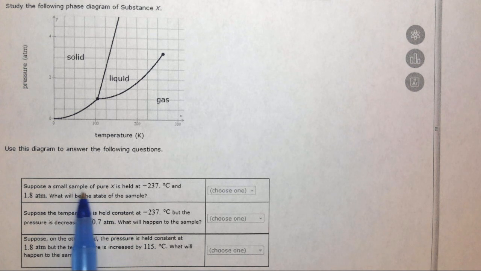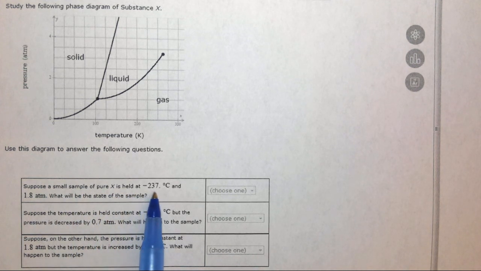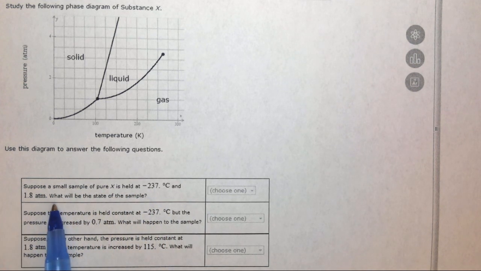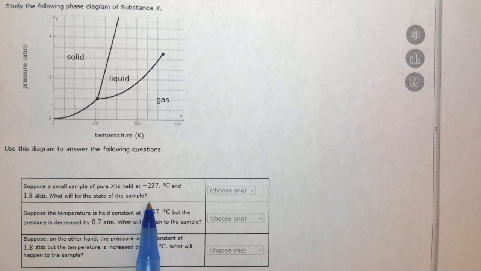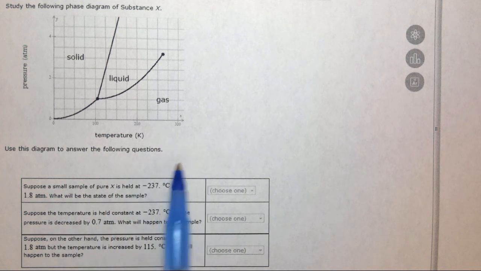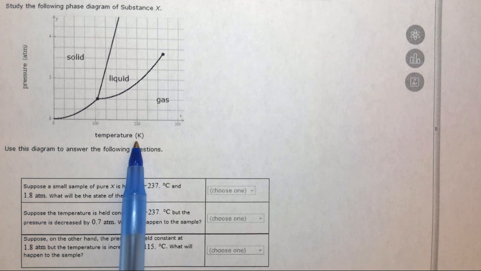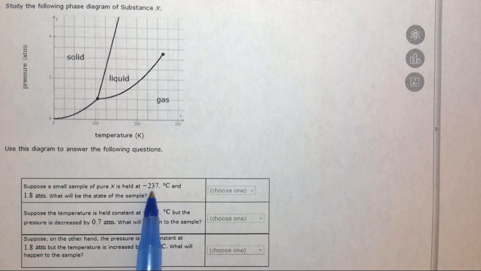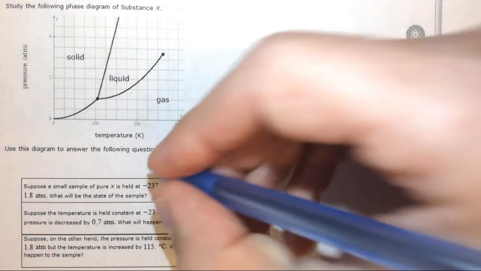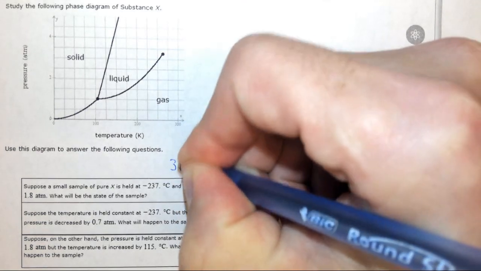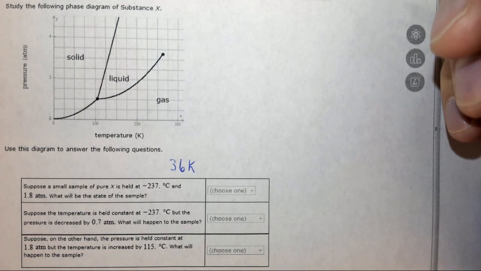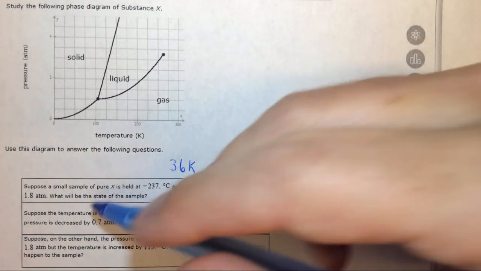It says, suppose a small sample of pure X is held at minus 237 degrees C and 1.8 atmospheres. What would be the state of the sample? Well, first thing we have to do is realize that the temperature here is in Celsius, not in Kelvin. So we need to add 273 to this and realize that this is 36 Kelvin. So we need a temperature of 36 Kelvin and a pressure of 1.8 atmospheres.